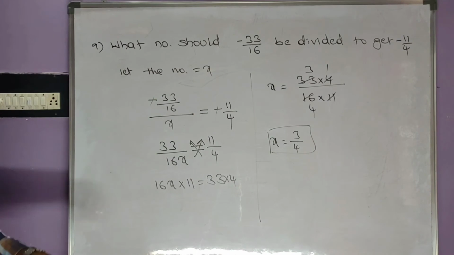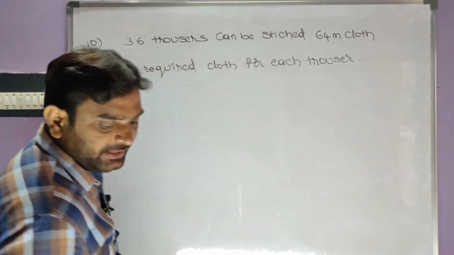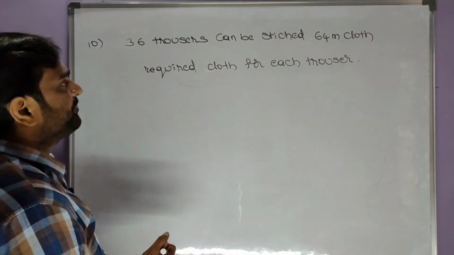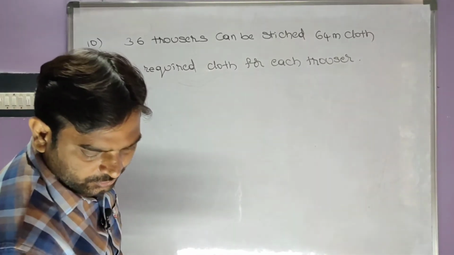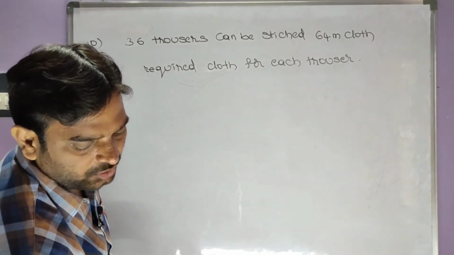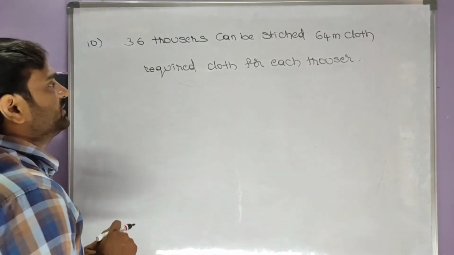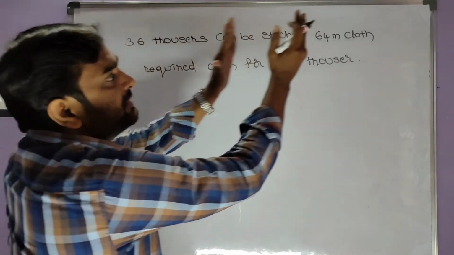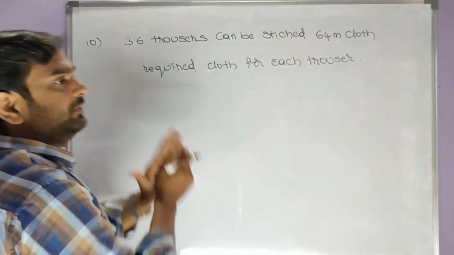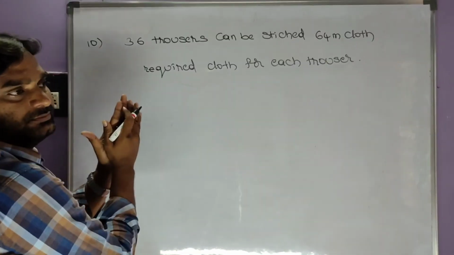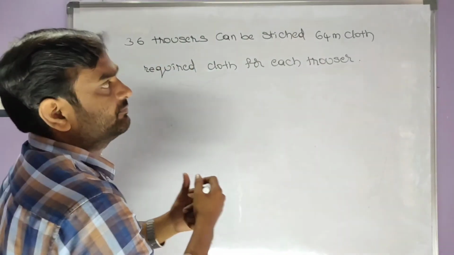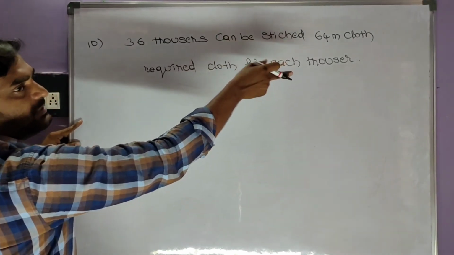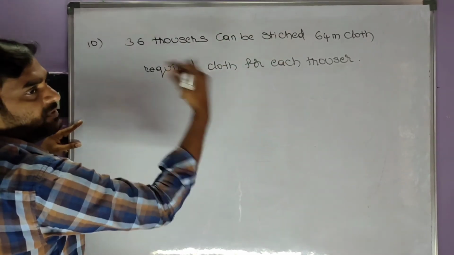Okay. Next question. If 36 trousers of equal sizes can be stitched with 64 meters of cloth, what is the length of the cloth required for each trouser? For 36 trousers, 64 meters of cloth is required. For a single trouser, how much cloth is required?